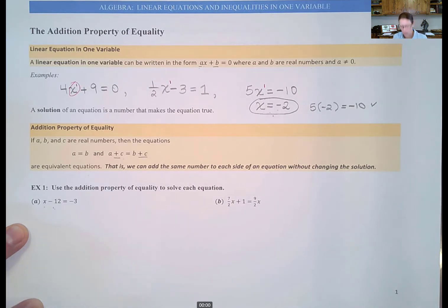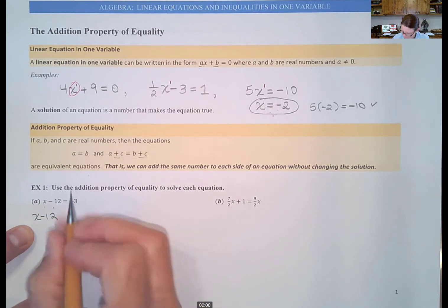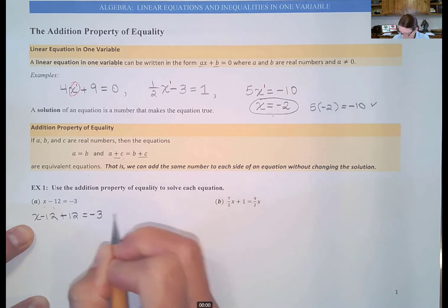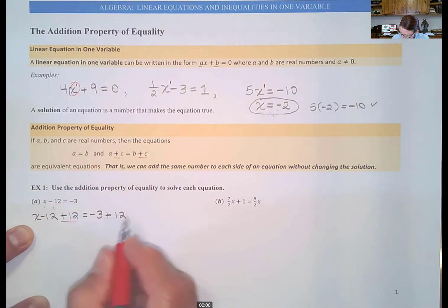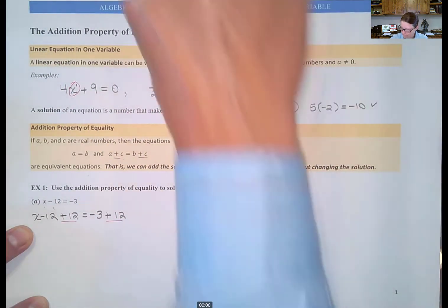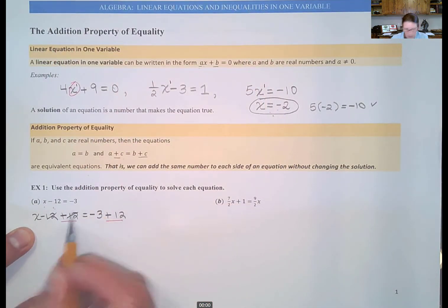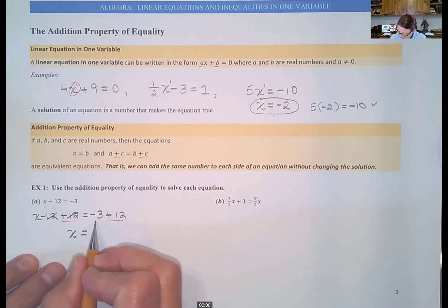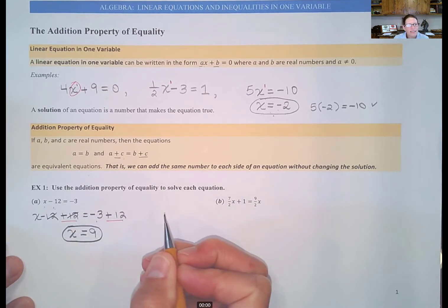Well, positive 12. So to the left-hand side, x minus 12, we will add 12. So correspondingly to the right-hand side, we must also add 12. So see, we've added 12 to each side of that equation. So what does that give us? -12 and positive 12 are 0. So on the left-hand side, we've got x plus 0, or just x. On the right, -3 plus 12 is 9. And the solution to this equation is 9.